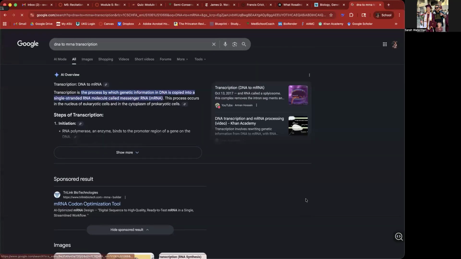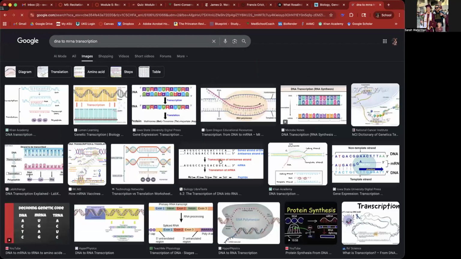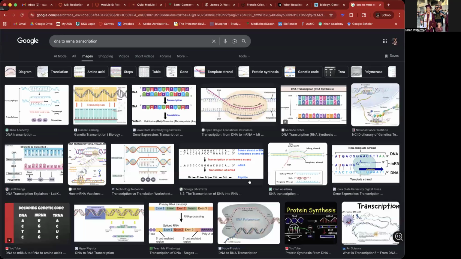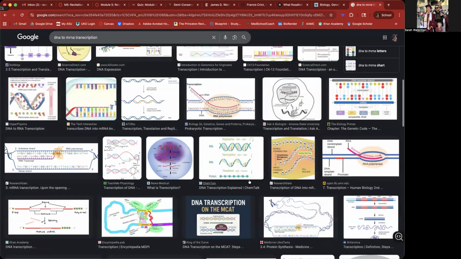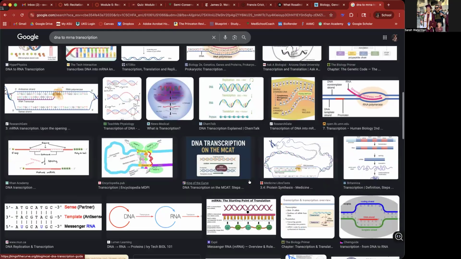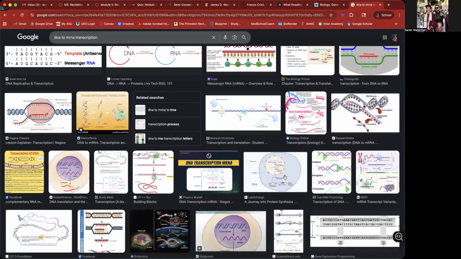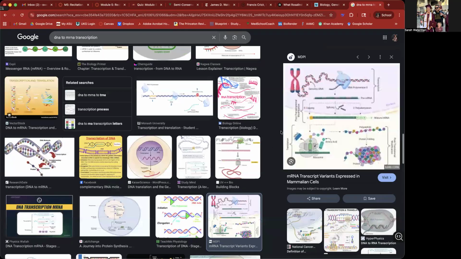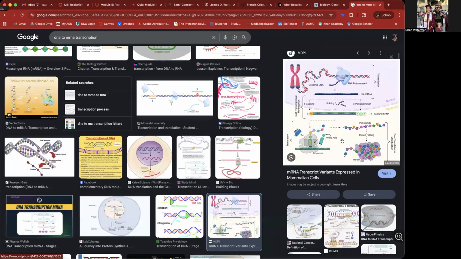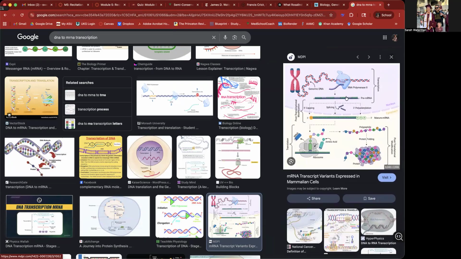Let's see if we can find an image to show us what this looks like. So what we are seeing is, well, these aren't very good images, I won't lie to you. But here's a nice image of how it all goes along, right? So we have this DNA, we have our RNA polymerase that comes along and creates our mRNA.